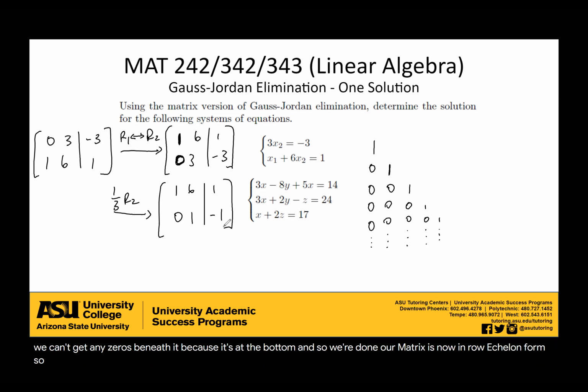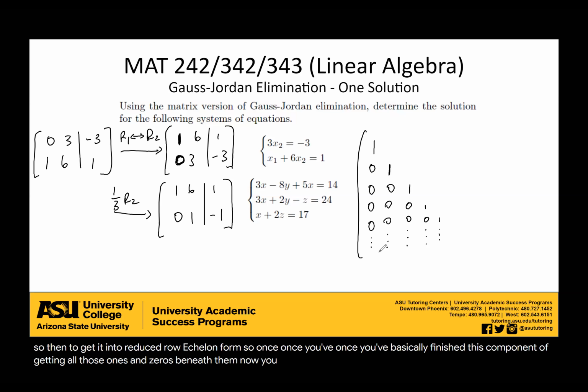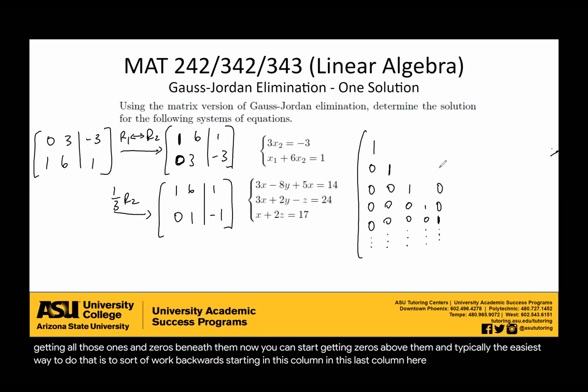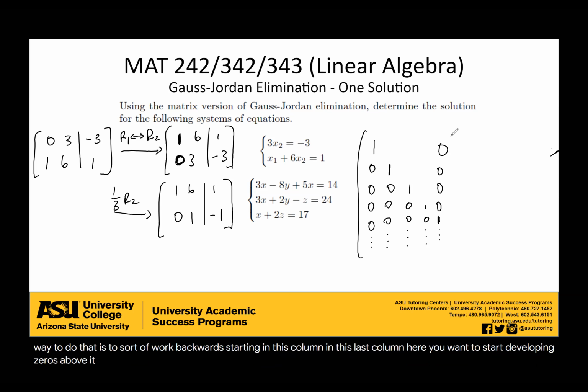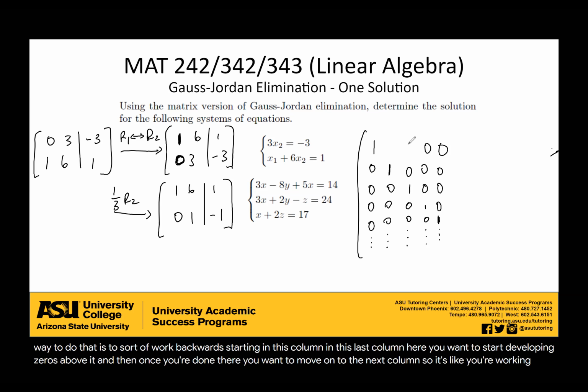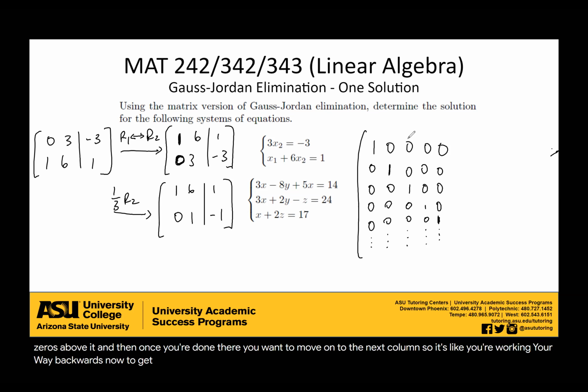So then to get it into reduced row echelon form, so once you've basically finished this component of getting all those 1s and the zeros beneath them, now you can start getting zeros above them. And typically the easiest way to do that is to sort of work backwards. Starting in this last column here, you want to start developing zeros above it. And then once you're done there, you want to move on to the next column.